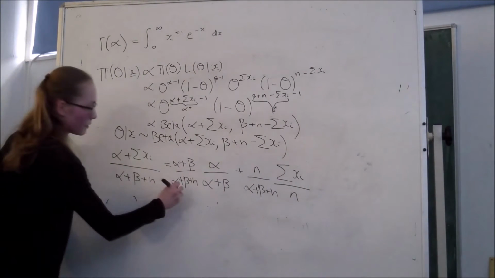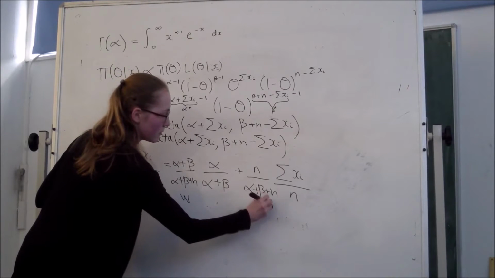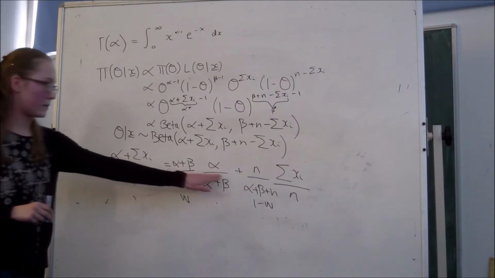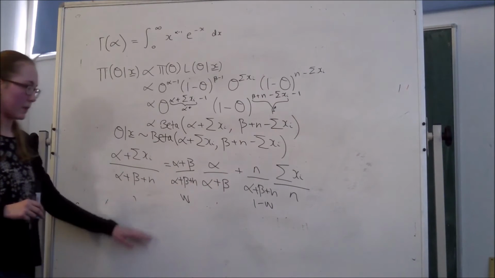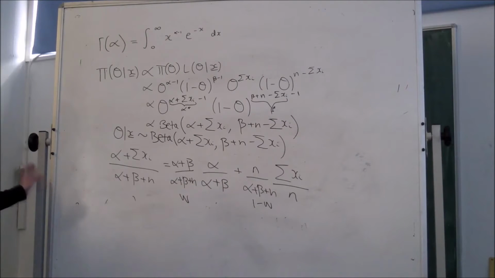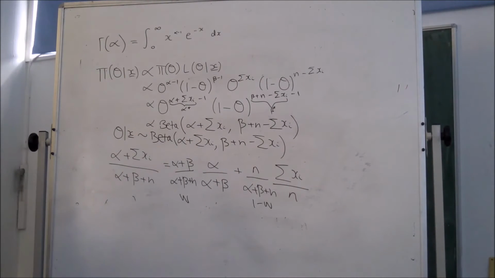So if we call this w, then this will be 1 minus w, because if we add these two together, then we have alpha plus beta plus n divided by alpha plus beta plus n, which is 1. So can anyone tell me what would happen as n goes to infinity? What would happen to w?